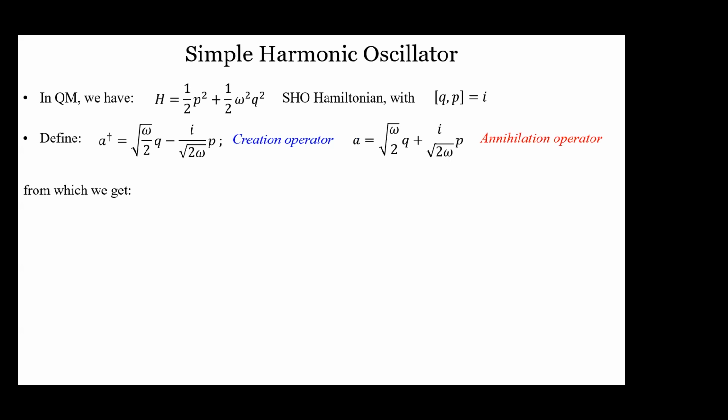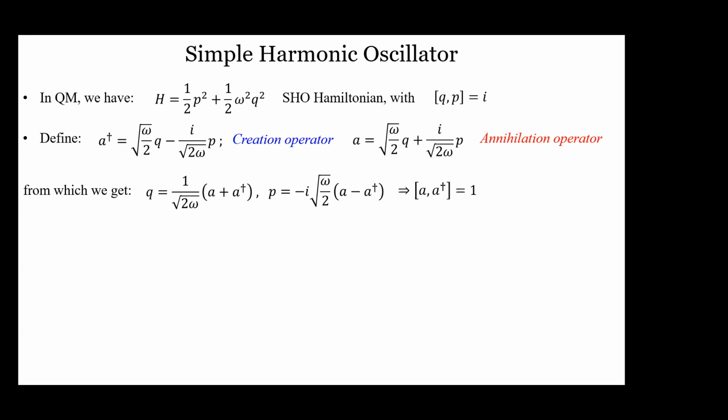All right. So then from this, we can get a lot of things. We can rearrange these a daggers and a's, do some algebra, add the two, subtract the two, and you get expressions for q and p in terms of the creation and annihilation operators, right? That's algebra that my 2-year-old cousin can do. So yeah, you all can do it. I can do it, right? So then we can express q and p in terms of a and a dagger.